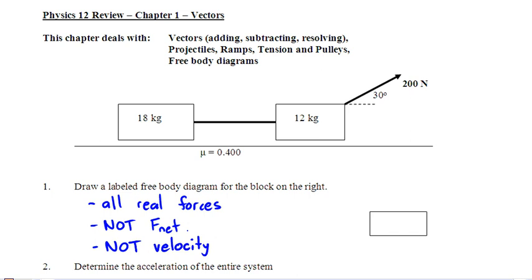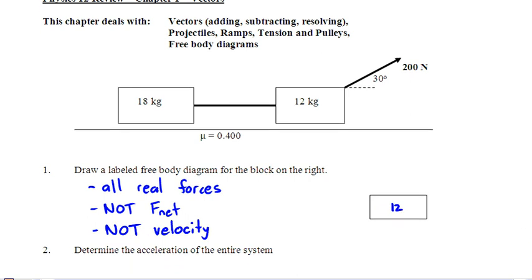So for this free body diagram, I'm actually going to do it over here on the right. It is 12 kilograms, and in no particular order, here are the forces that are acting on this 12 kilograms. One of them is the force of gravity, so that's going to be going down. We're going to have an mg force there. It's going to be awfully close to 120. In fact, I think when I checked that out, it was 117.6.